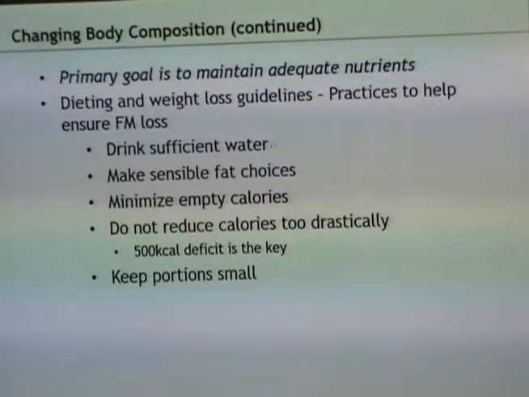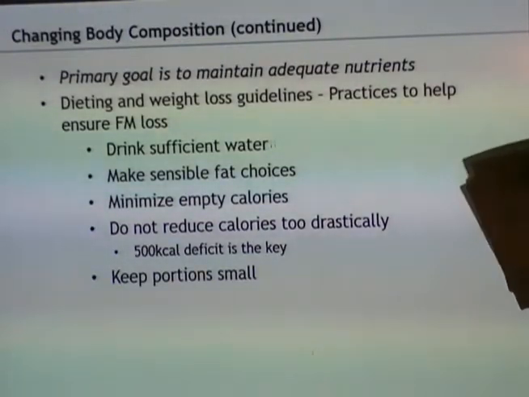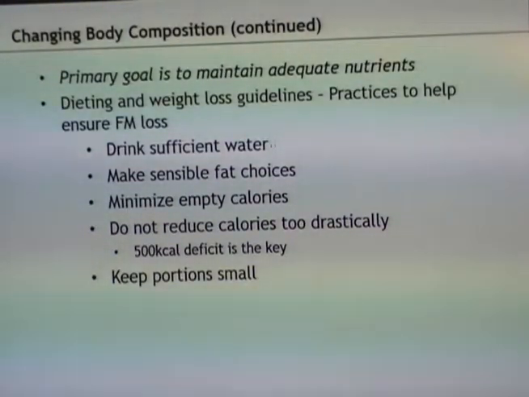So what do I do to make sure that the change on the scale is down to fat, not anything else? Some of the guidelines to help you think about that: always drink plenty of water so that you stay hydrated, okay? Make sensible fat choices. So, point one, no fat. No fat is not a sensible fat choice. Your body has to have fat. Remember the minimum fat, right? The minimum wasn't 0. You have to have fat in your body to function and be healthy.